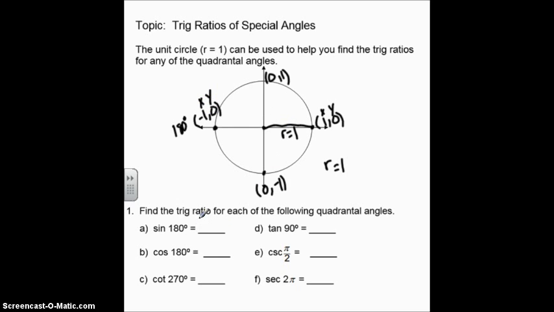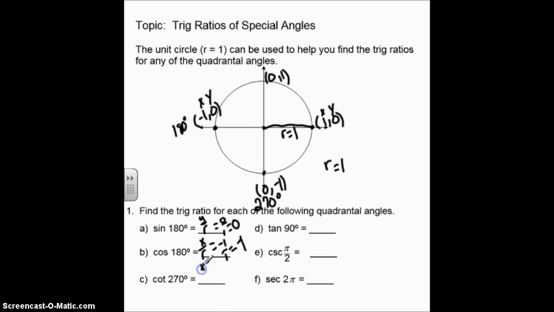So sine of 180, being Y over R, would be Y is 0, R is 1, so 0 over 1, which is 0. Cosine of 180, being X over R, would be -1 over 1, which is -1. Cotangent of 270. 270, we're coming down here. Here's 270. So 270 degrees, X is 0, Y is -1, R is still 1.